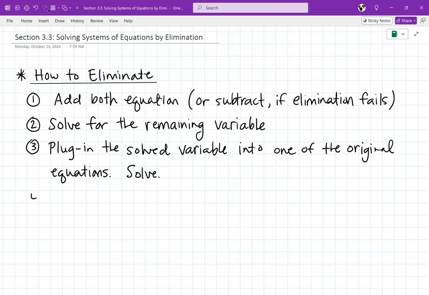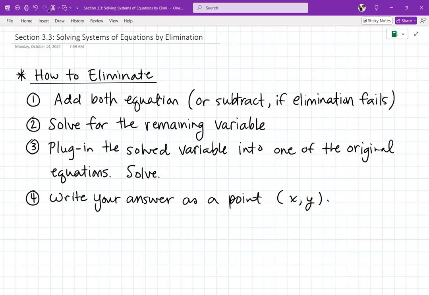And then step 4, write your answer as a point. An x comma y. All right, so negative 2 comma 4, something like that. So you'll write your answer as a point.